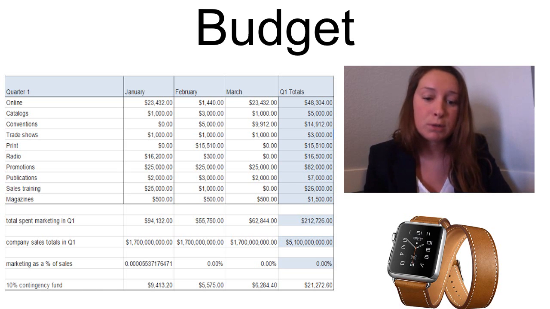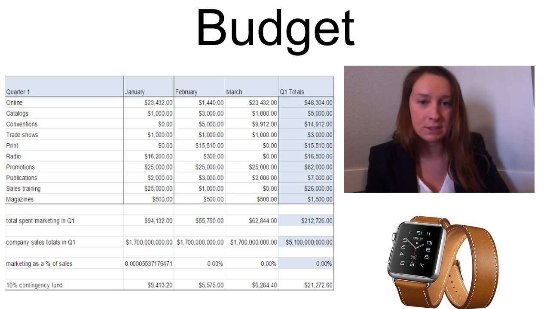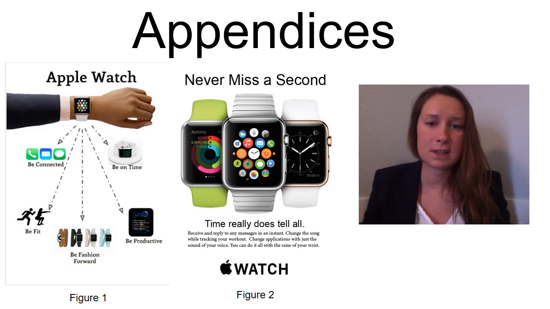So our total spent marketing in Q1 equaled $212,726. And then our company sales totals in Q1 equal $5.1 billion, which is a great representation of how much Apple can spend on advertising and different things. And then lastly, our 10% contingency fund equal to $21,272.60.